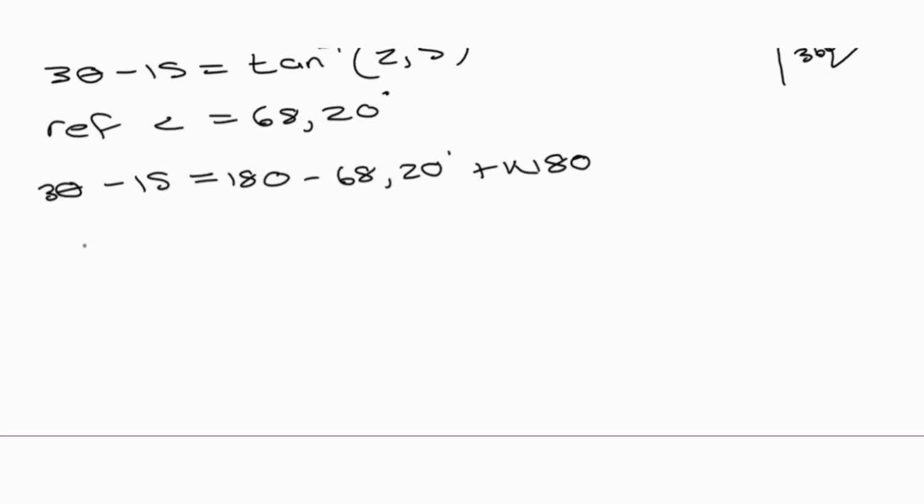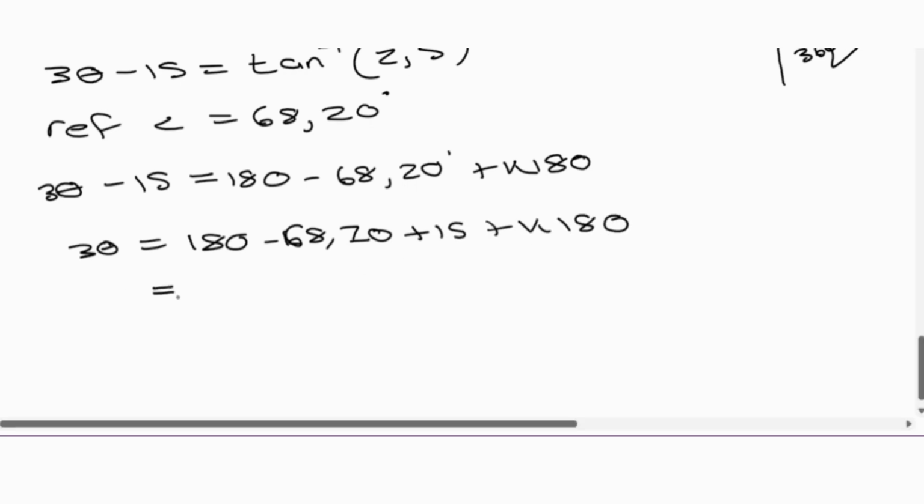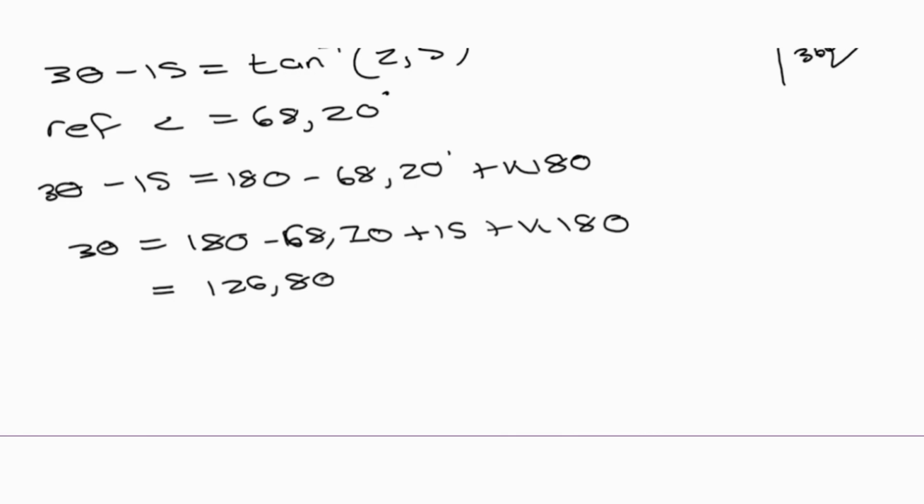Okay, so then what are we going to do? We're going to simplify here. So then we're going to take this minus 15 over. So we're going to say 180 minus 68,20 or 720. Yeah? And then it's going to become a plus 15. Right? And then that is going to become 126,80. Just want to double check if I actually did this right. Okay, and then plus 180.